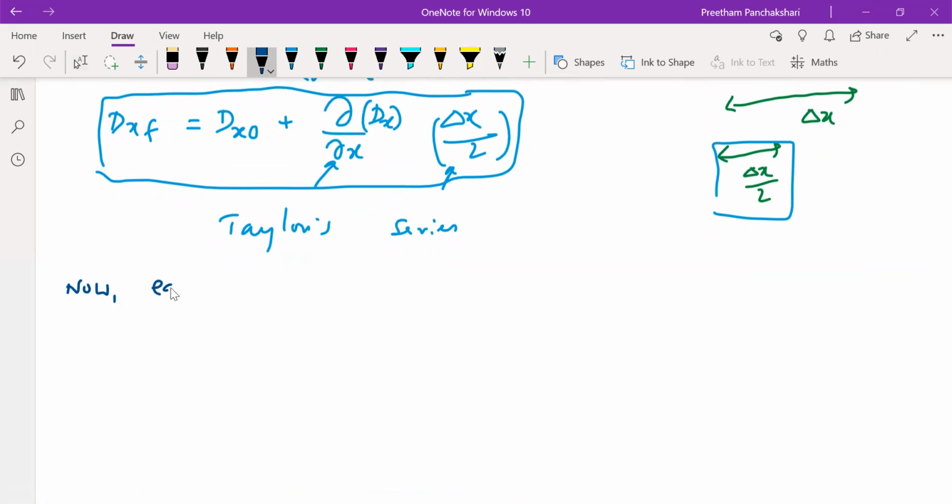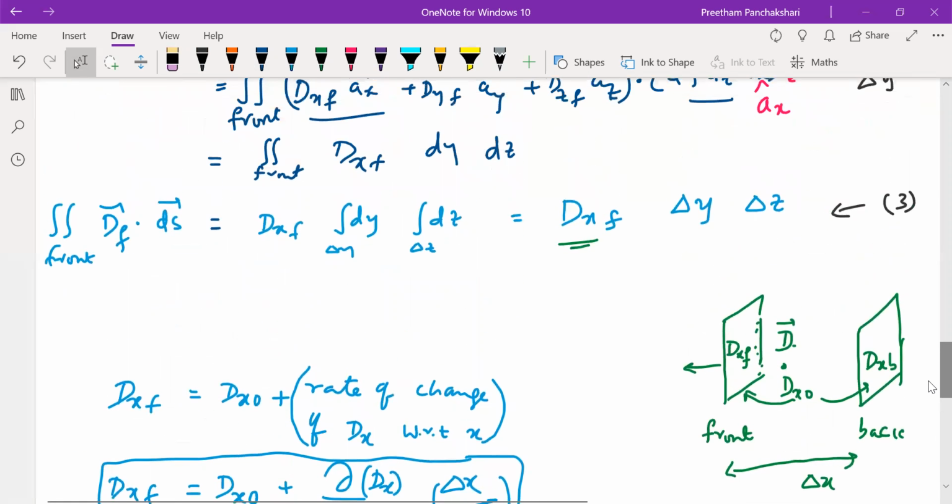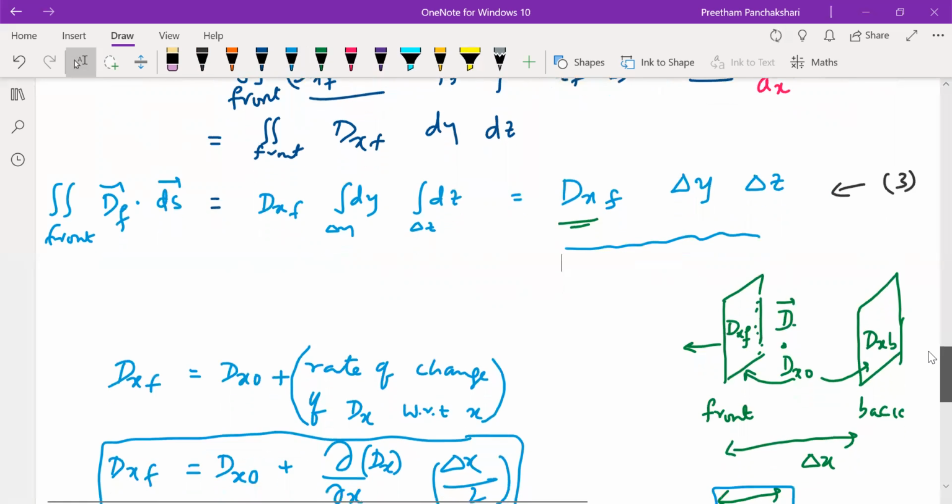Now equation 3 becomes the integral of D over the front face. Now we're integrating the value of D over the front face. We can think of what is to be substituted. Now if you go back and look at this term, what is supposed to be addressed here? With this fellow, dxf into delta y into delta z. Delta y, delta z gives the total area of the front face, which will remain the same.